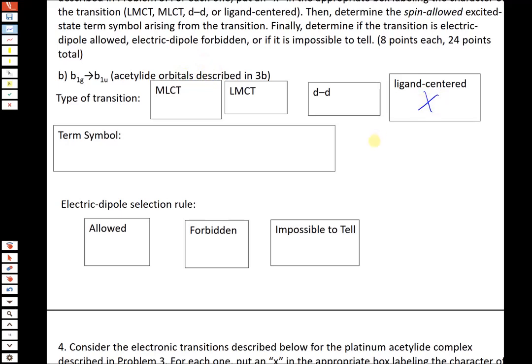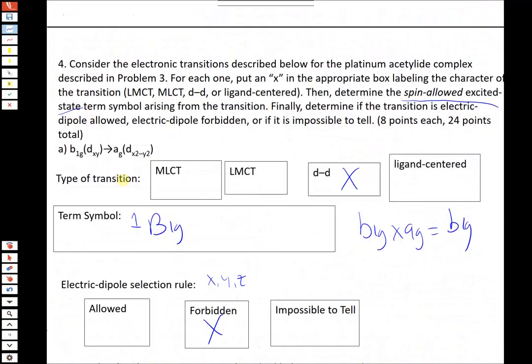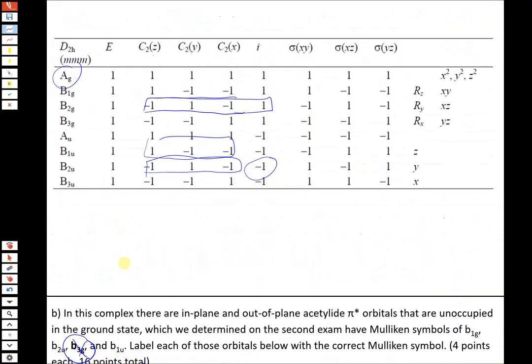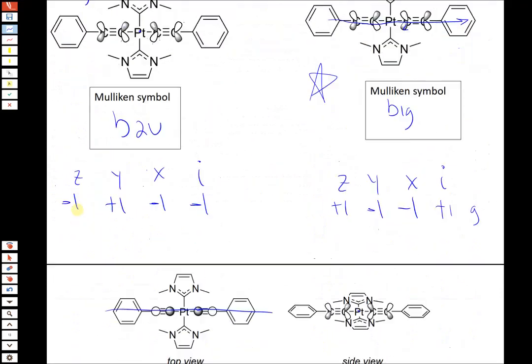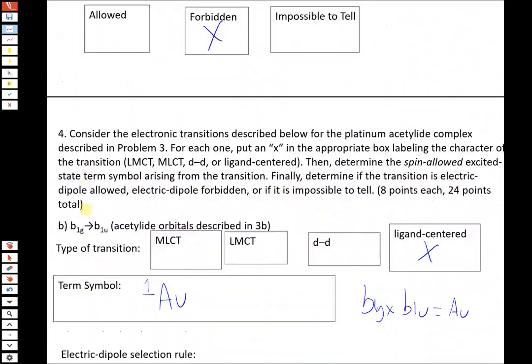For the term symbol, again, it's going to be only singlet states that are spin allowed. We just have to take the direct product of B1G times B1U. Now I don't have the direct product table here, but if you were to look that up, you would find that B1G times B1U is AU in this point group, so you give a singlet AU term symbol. And then to find if it's electric dipole allowed, we look at the AU Mulliken symbol, and we find that there are no basis functions, X, Y, or Z, or even quadratic ones either, that transform. So this AU term symbol would also be electric dipole forbidden.